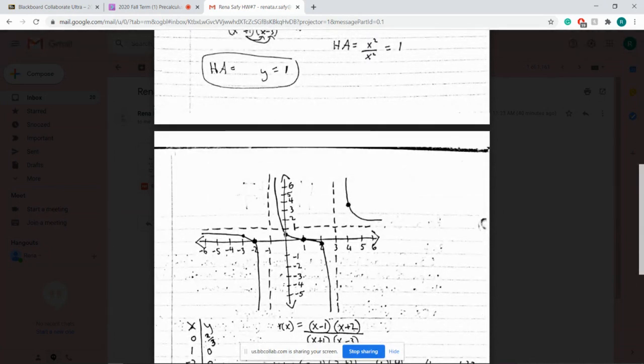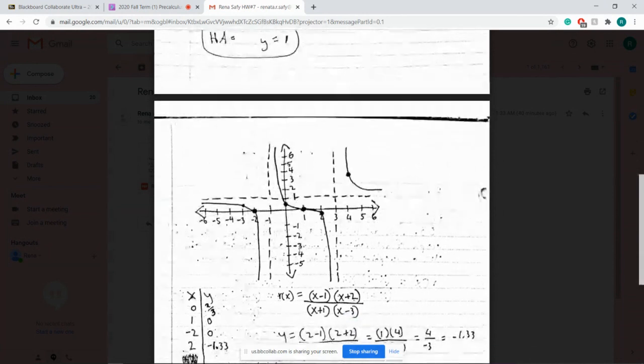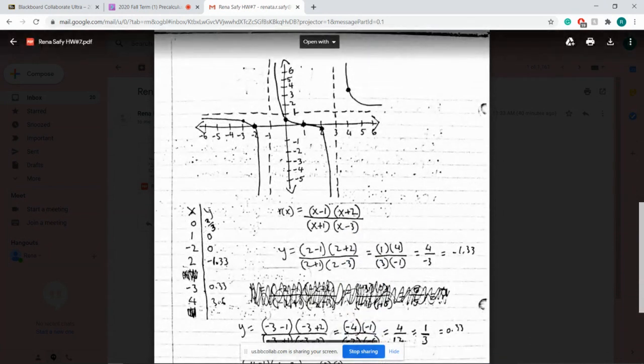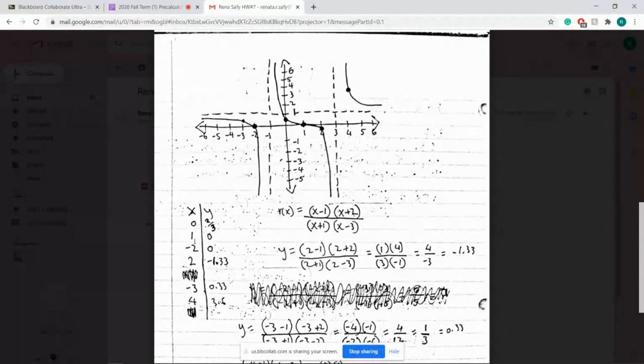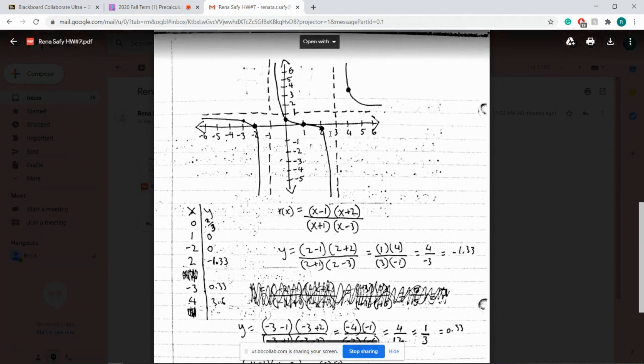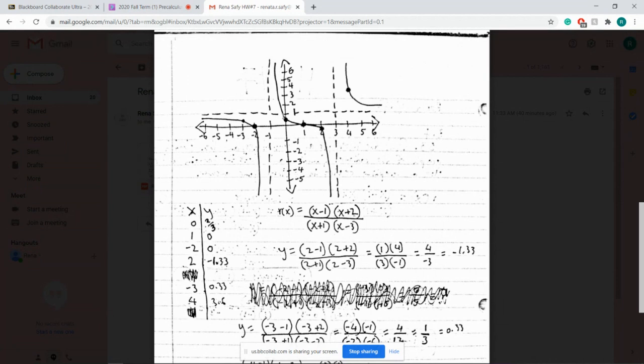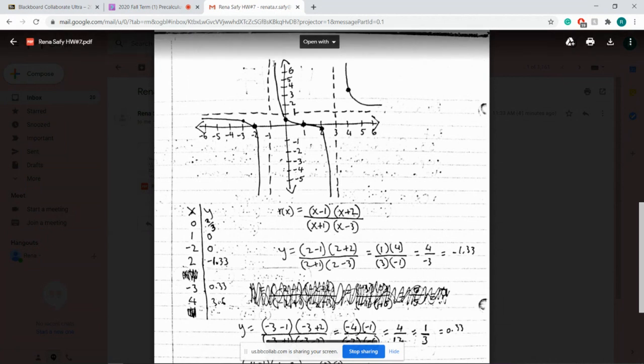So that's the other intercept. And then I plugged in some numbers so I could find out how the graph would look. So I plugged in 2, and then I ended up with -1.33. So then I plugged that in the graph, and then I didn't check for -0.5, but then I graphed it in the graphing calculator to see how it looks. So I went through the horizontal asymptote, so I just drew a line, right. Points, but I didn't check.